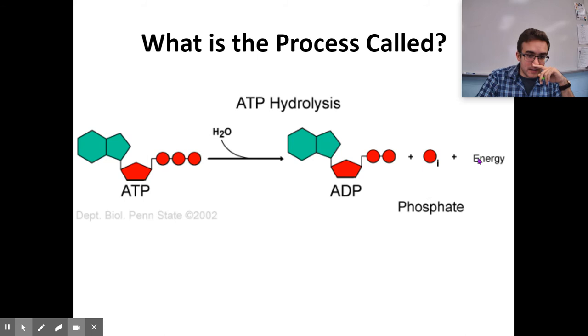And this is how we get a lot of our energy, right? It's from breaking ATP into ADP. And then we also get a phosphate left over plus some energy. So that's how it works. Okay, we add hydrolysis, breaks it apart, all hunky-dory.